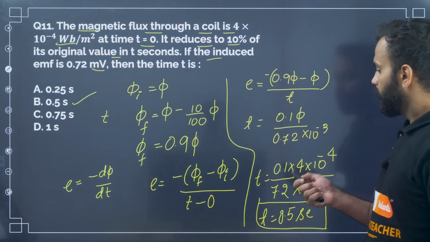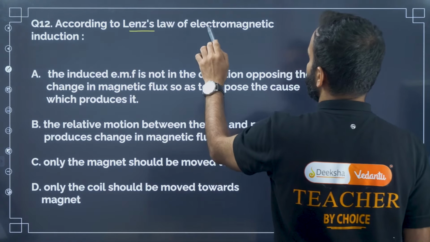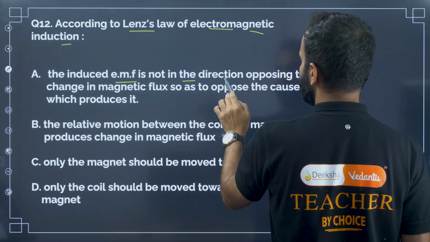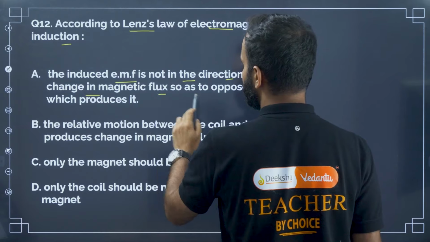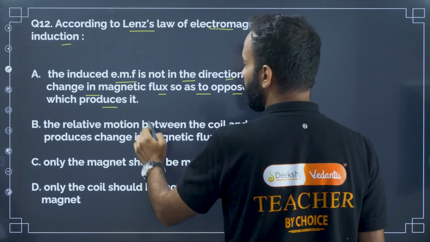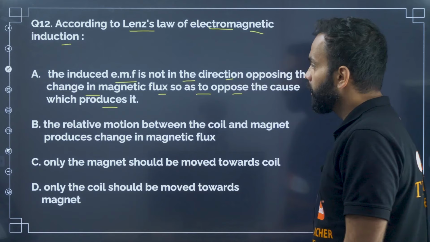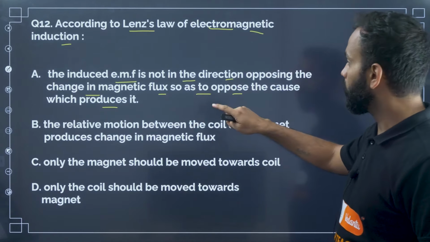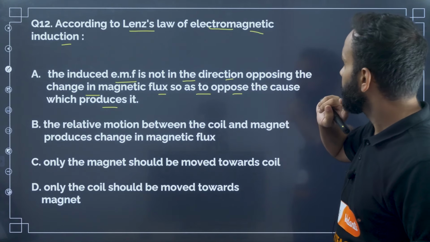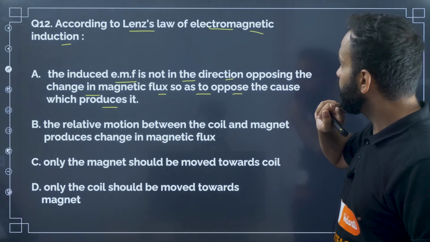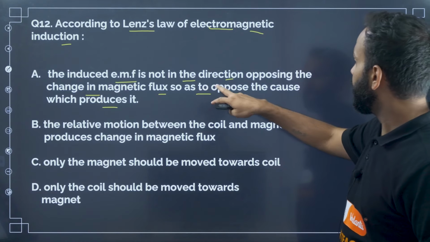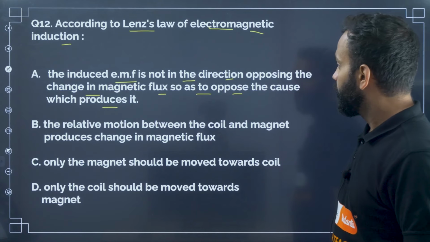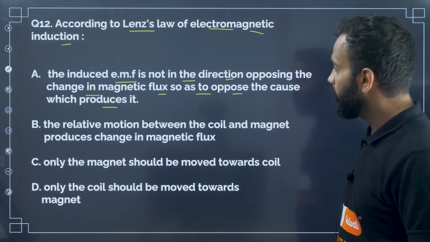Understood? Question number 12. According to Lenz's law of electromagnetic induction, option A says the induced EMF is not in the direction opposing the change in magnetic flux so as to oppose the cause which produces it. No, this is wrong, right? It is in the direction opposing the change in magnetic flux. It opposes the change in magnetic flux, right? So option A is wrong.